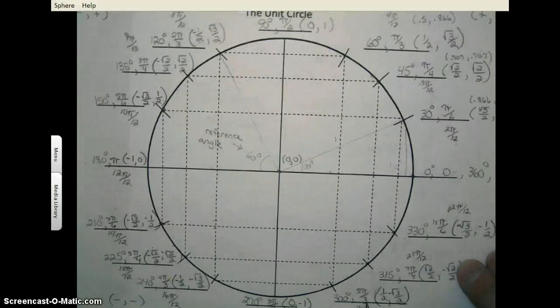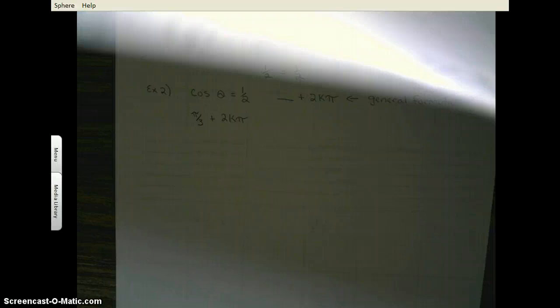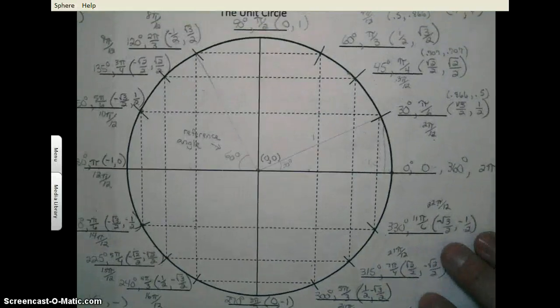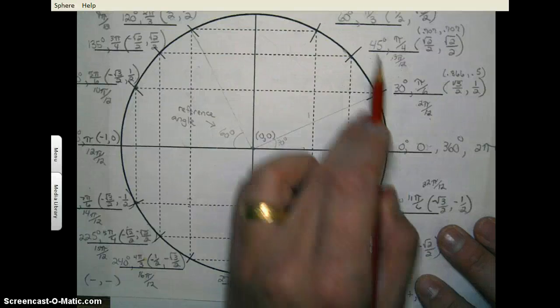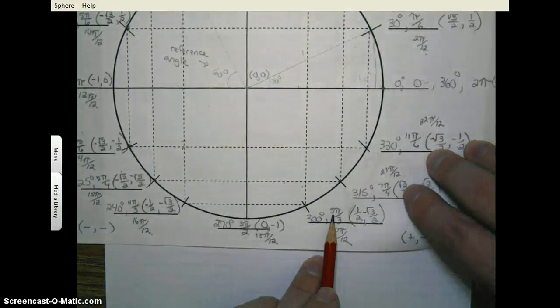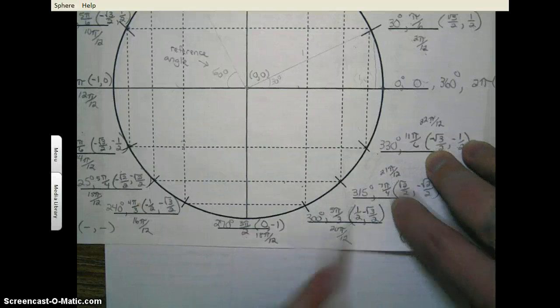Now this is all within the first period of cosine. Cosine does not repeat itself until after 2 pi, and it repeats itself again. So there's pi over 3, and as you go around, there are 2 solutions, and 5 pi over 3. Both give you a value of 1/2. So 5 pi over 3 plus 2k pi.